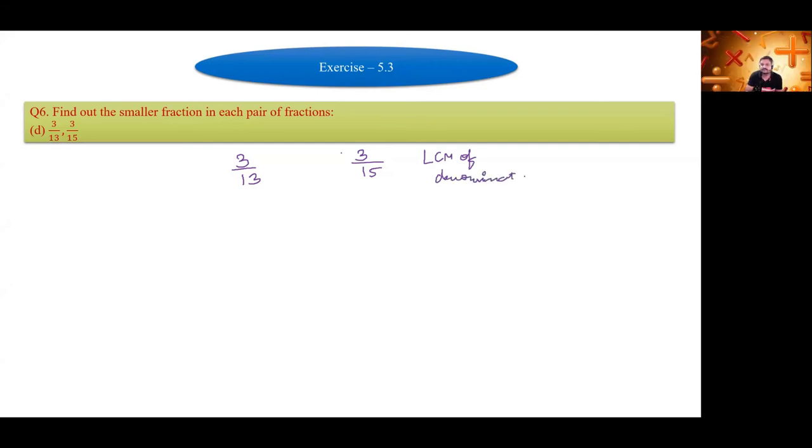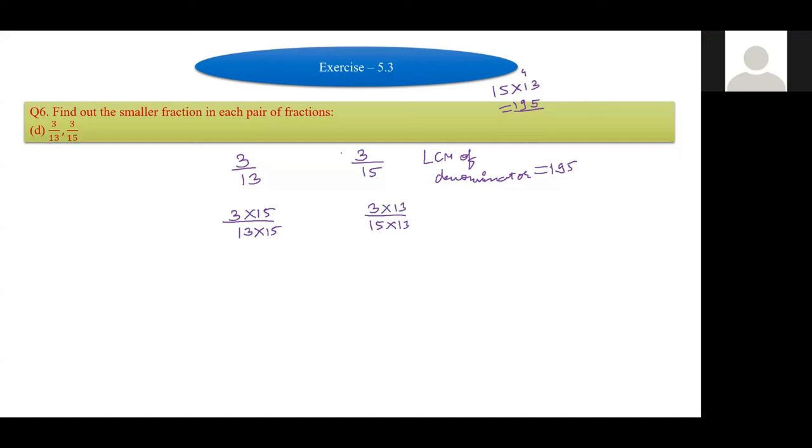13, 15. Multiply 13 and 15, beta. If you are having difficulty finding the LCM, just do the product. 15 threes are 45, 4 carry, 15 ones are 15, 195. 195 is the LCM. 13 multiplied by 3 upon 13 multiplied by 15. Since the denominator was multiplied by 15, the numerator also has to be multiplied by 15 here. Okay, so what will it come to?